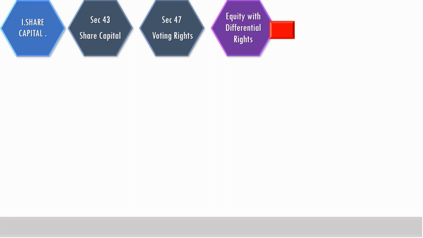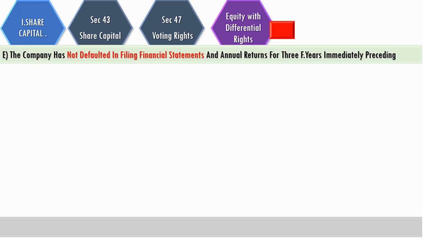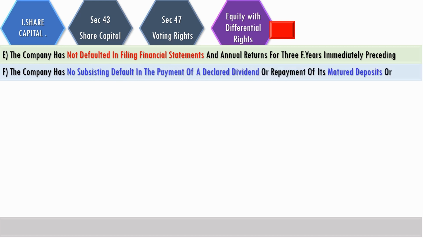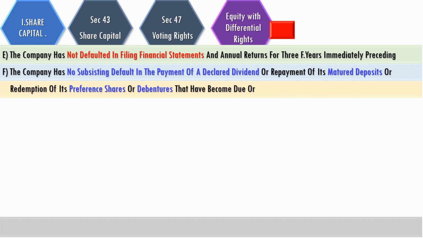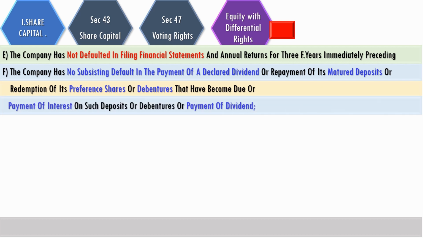The company should not have defaulted in filing financial statements for 3 financial years immediately preceding. There should be no subsisting default in respect of payment of dividend, repayment of mature deposit, redemption of preference shares or debentures that have become due, payment of interest on deposits or debentures, or payment of dividend.